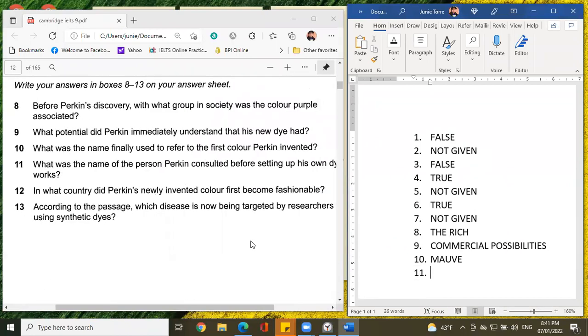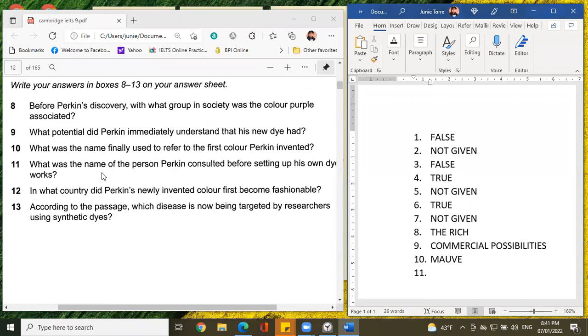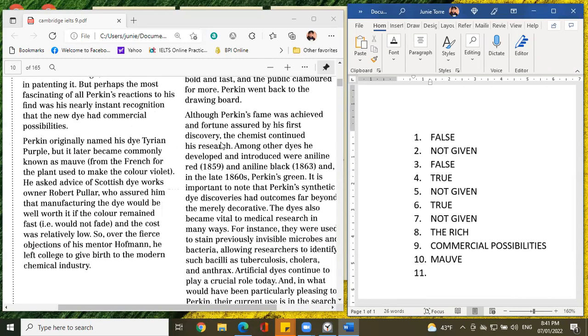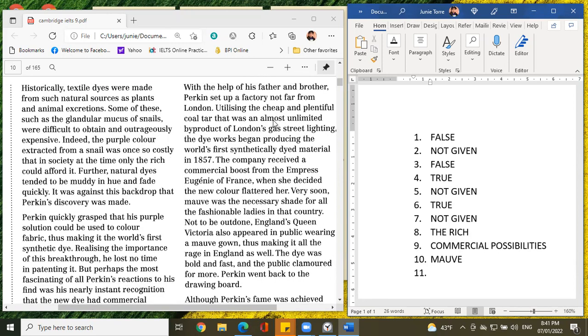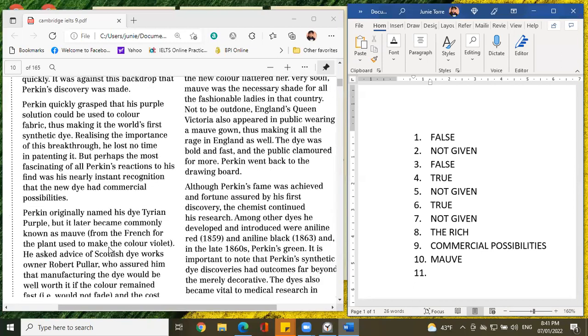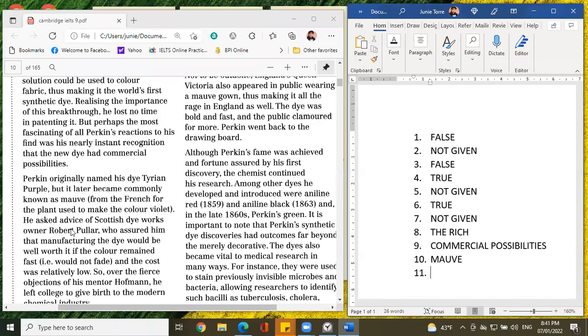And then, what was the name? Where are we? Okay. What was the name of the person Perkin consulted before setting up his own dye works? It's this one. It is Robert Pullar. That's the one. He asked advice of Scottish dye works owner Robert Pullar. Robert Pullar from Scotland.